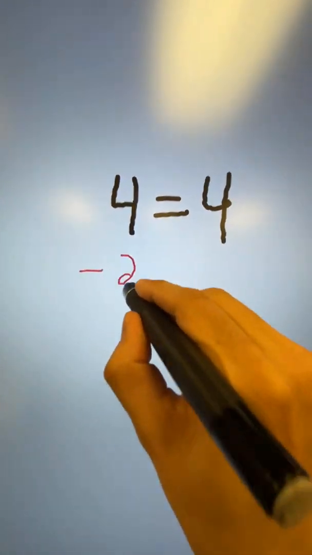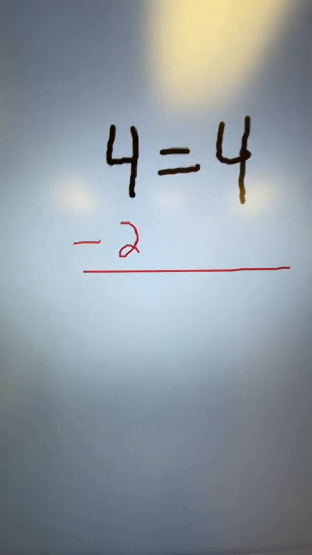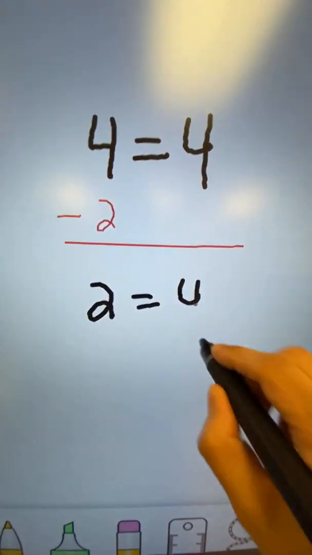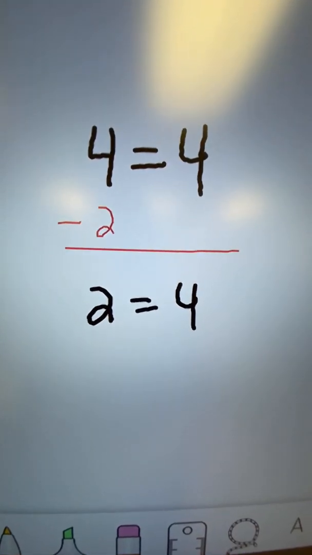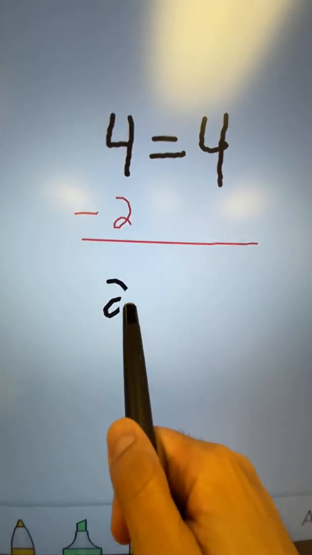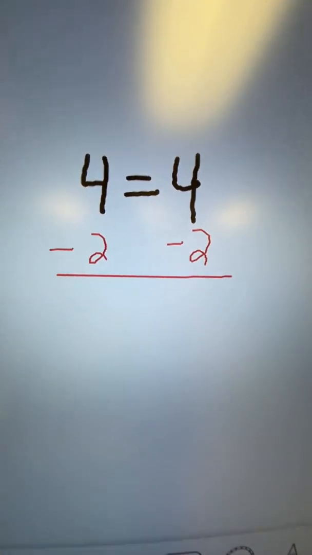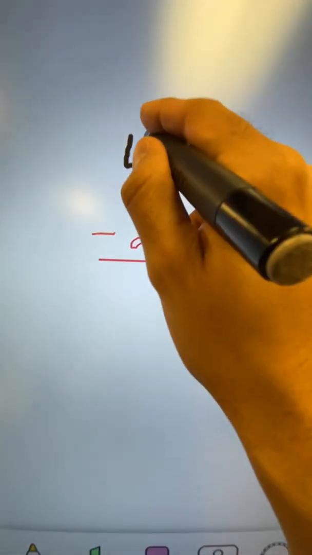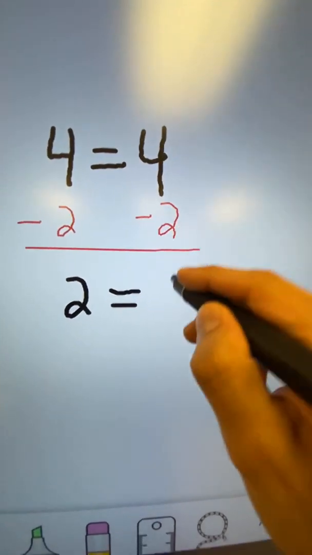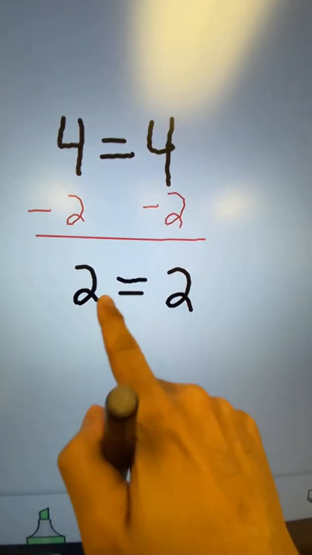If I were to take away 2 from one side only, then you're going to see that I'm going to get 2 is equal to 4. It's not true that 2 is equal to 4 anymore. In order to make sure that it's still true, whatever I do to this side, I'm going to do the same thing to this side. And you'll see that as long as I do that, 4 minus 2, I get 2. 4 minus 2, I get 2 again. It's still true that 2 is equal to 2.